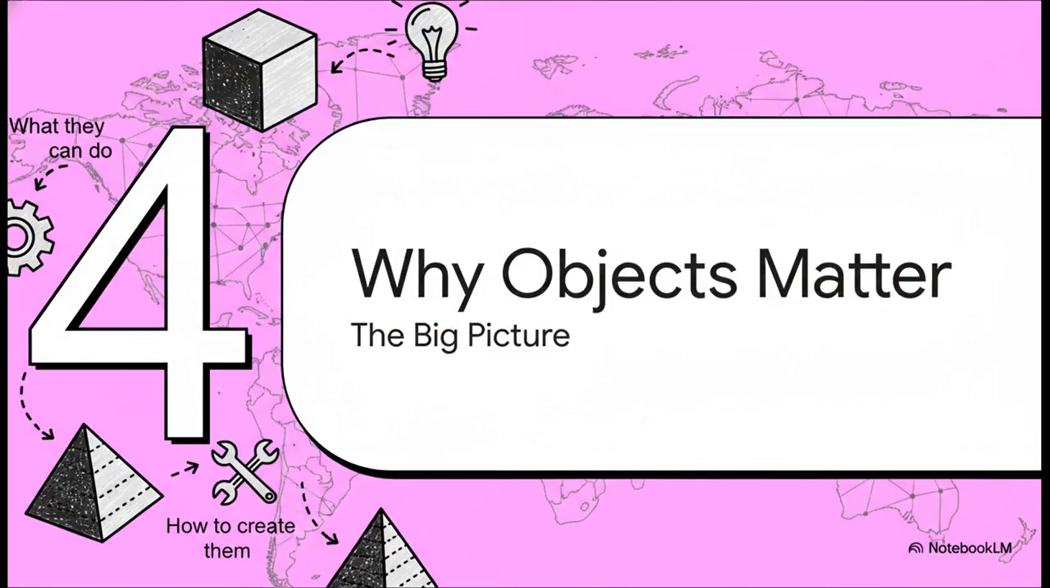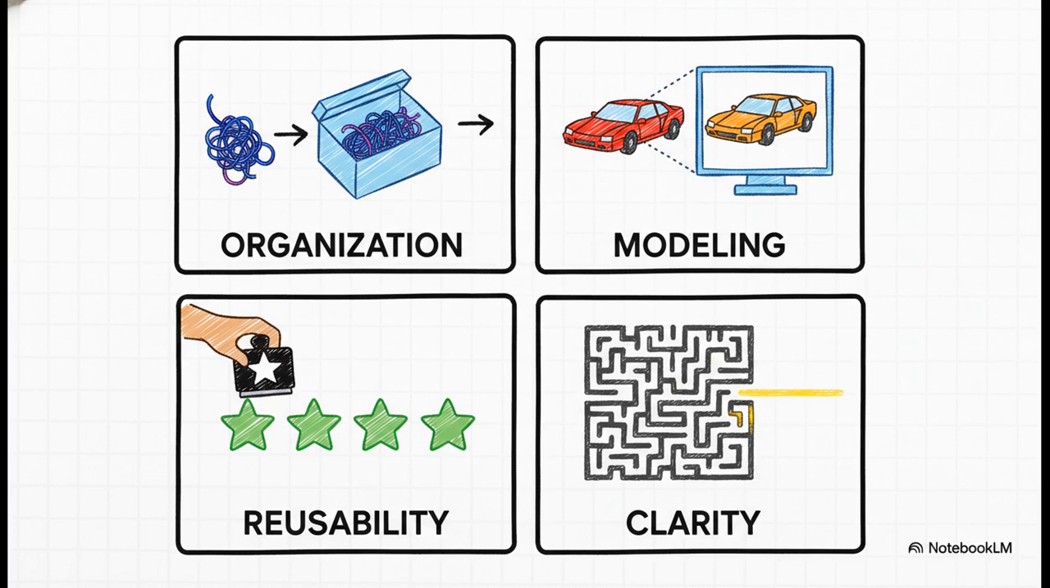Okay, so we've covered what objects are, how to make them, how to use them, but let's zoom out for a minute. Why does any of this really matter? What's the big picture here? Well, it all comes down to these 4 superpowers. First, organization. They keep your code from becoming a tangled nightmare. Second, real-world modeling. They let you build digital versions of complex things, like a user, a product, you name it. Third, reusability. Those blueprints, classes, let you just stamp out as many consistent objects as you need. And finally, clarity. Code written with objects is just plain easier for other humans to read and understand.